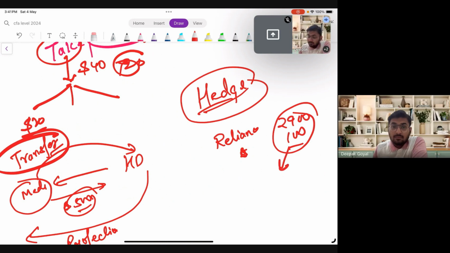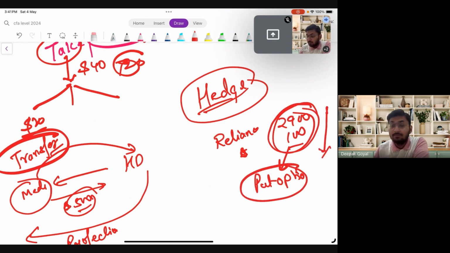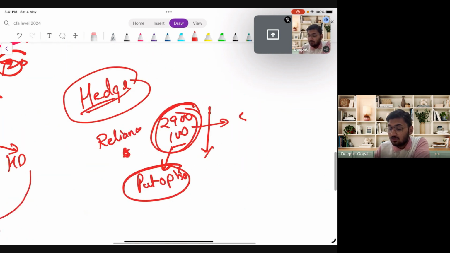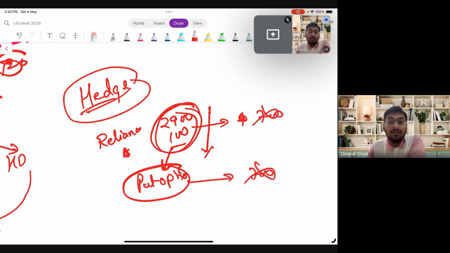Now there are some instruments with the help of which we can protect ourselves. That is a put option. With the help of the put option, we can hedge our position. So if the share price goes down, the put option will pay us the money. That means if over here I have a loss of, suppose, 700 rupees, then the put option will pay us the 700. So then my risk will nullify. Clear?